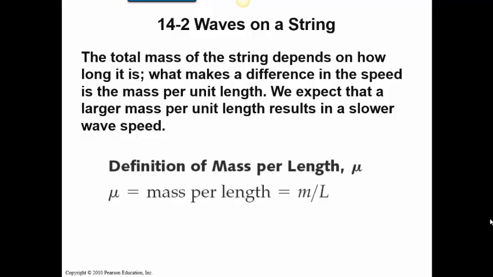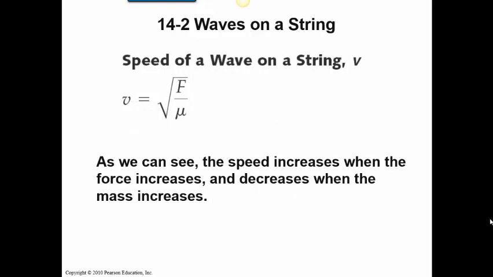The symbol for mass per unit length is the Greek letter mu. The speed of a wave on a string is equal to the square root of the tension applied to the string divided by mu. As we can see, the speed increases when the force increases and decreases when the mass increases.